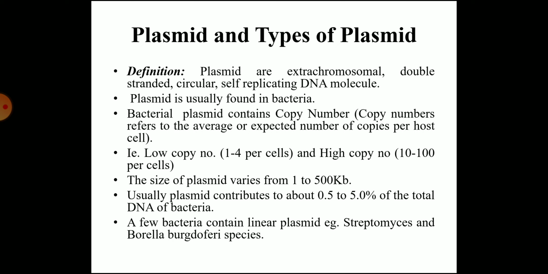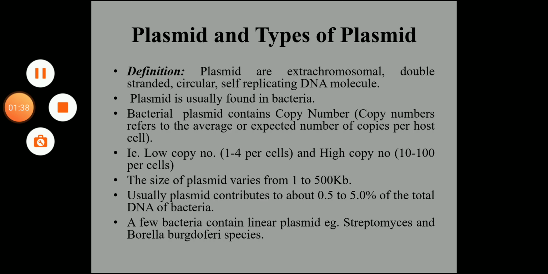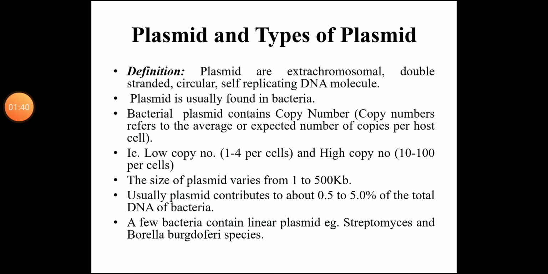This bacterial plasmid contains two types of copy number, that is low copy number which varies from 1 to 4 per cell, and high copy number which varies from 10 to 100 per cell. The size of plasmid varies from 1 to 500 kb. Usually plasmid contributes about 0.5 to 5.0% of the total DNA of bacteria. A few bacteria contain linear plasmid, for example Streptomyces and Borrelia burgdorferi species.